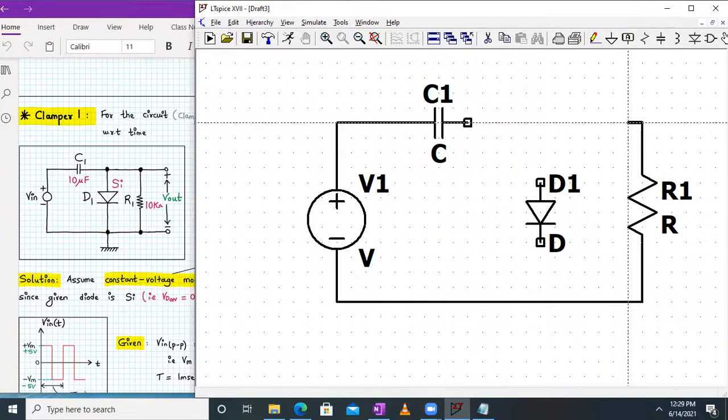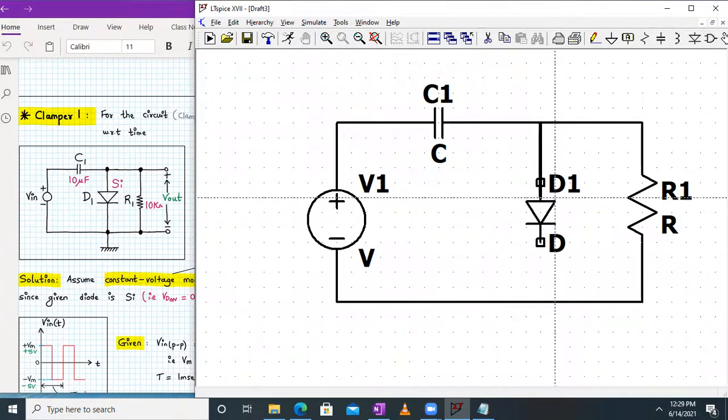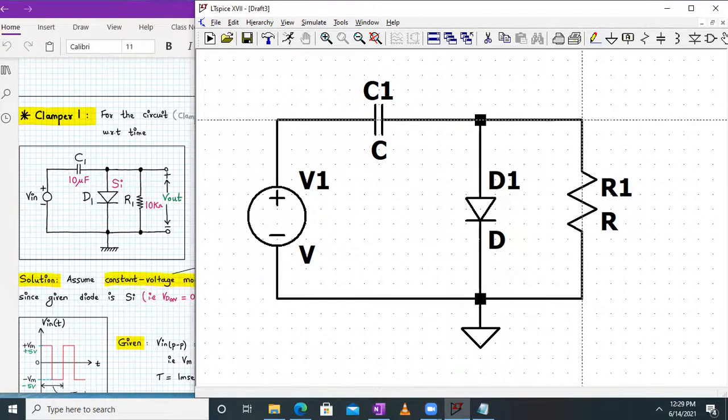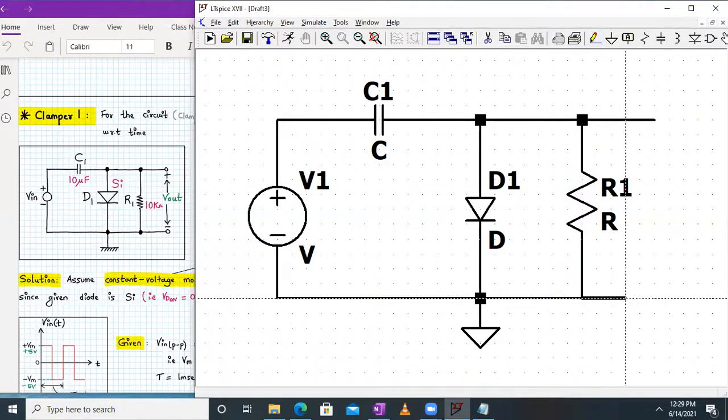Yeah, so we join the circuit together. It's a clamper circuit, as you can see. And don't forget to add the ground. So here is the ground. Okay, so we'll just give an extension over here just to showcase that this is where I measure my output. So voltage across the resistor is my output.